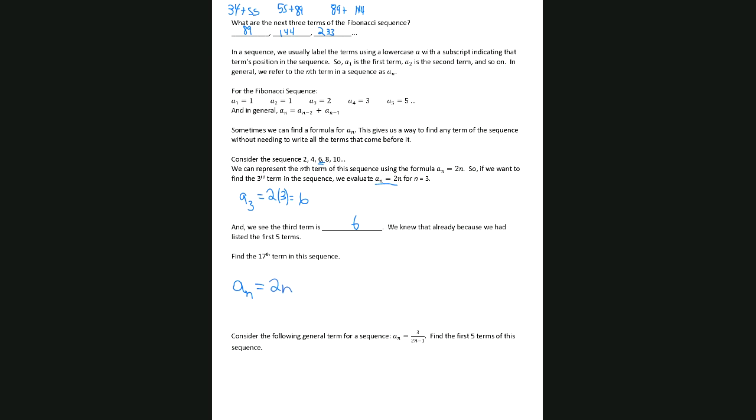So what we're doing here is we're actually looking for a sub 17, and that's just going to be 2 times 17. And 2 times 17 happens to be 34.